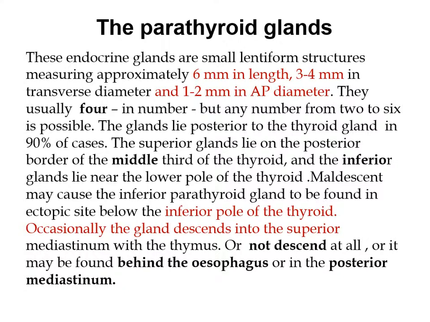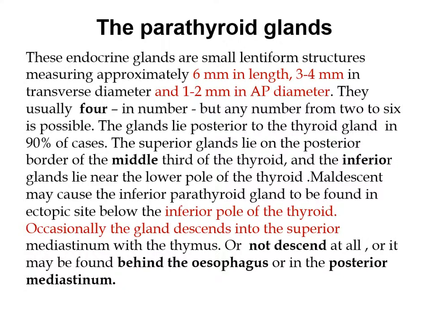The glands are posterior to the thyroid gland in 90% of cases. The superior glands lie in the posterior border of the middle third of the thyroid, while the inferior glands lie in the inferior border of the lower lobe. So you see the parathyroid at the mid part of the thyroid, not at the upper part. The superior one is at the mid, and the inferior one is at the lower. This is usual.